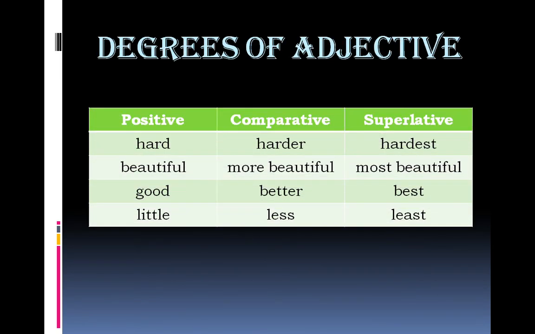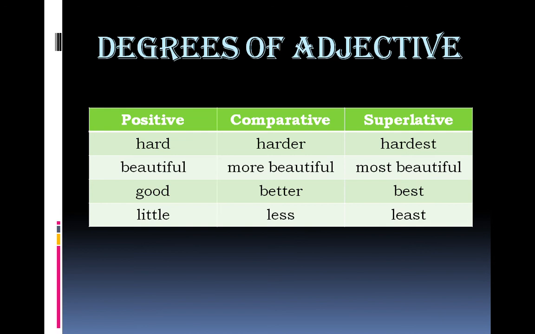And now, the degrees of adjective. There are 3. Positive, comparative, and superlative. Positive degree of adjective is used with nouns simply to indicate that the noun has got that quality in it. Comparative degree is used to compare two nouns. And superlative degree is used to mark out a noun in a group of three or more.